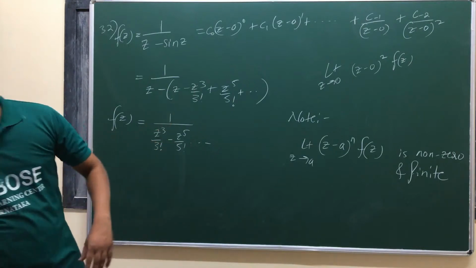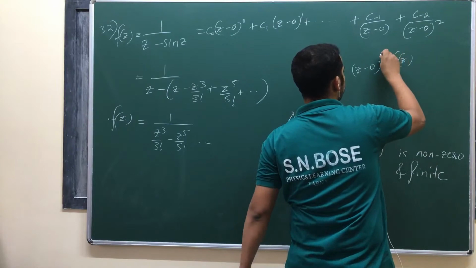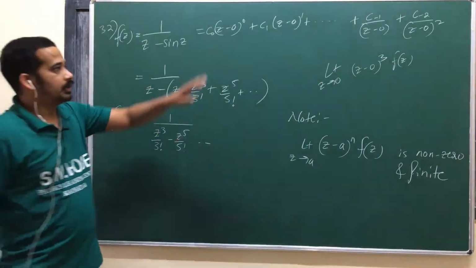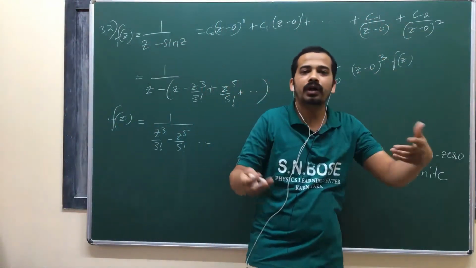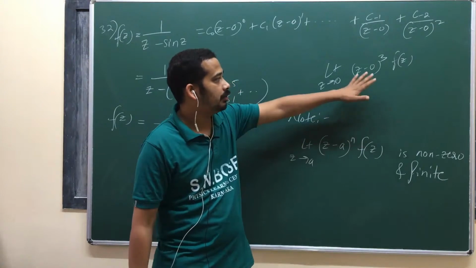Now look here. Suppose it is a pole of order 2, and you multiply by (z minus 0) whole cube into f of z. It was a pole of order 2, but you thought it was a pole of order 3, suppose. Then you just check this limit. This limit will be 0.